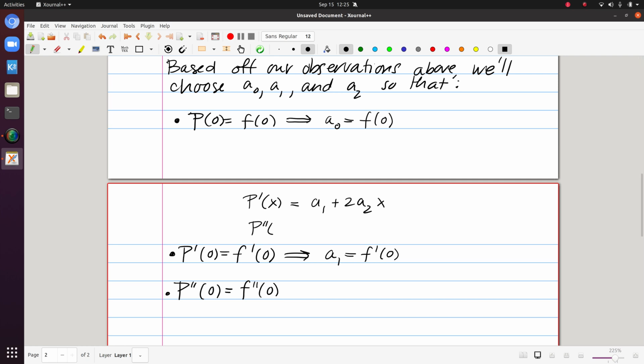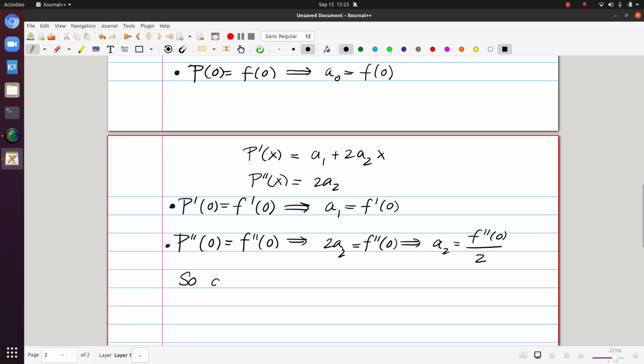Notice that the second derivative of this polynomial is simply the constant 2a2. So in order to ensure that the second derivatives match at 0, this says that 2a2 should equal the second derivative of f at 0, or a2 should equal 1/2 the second derivative at 0.